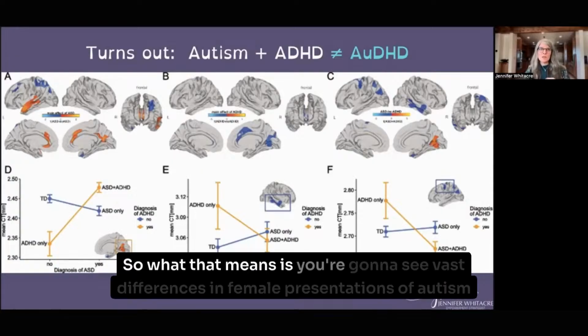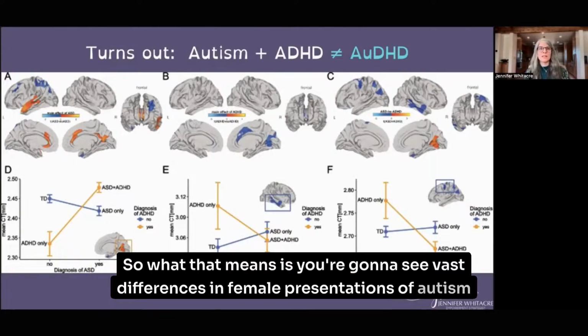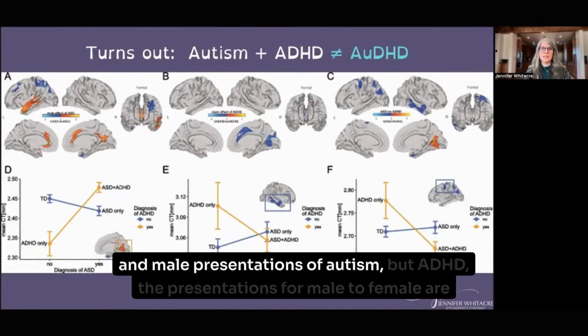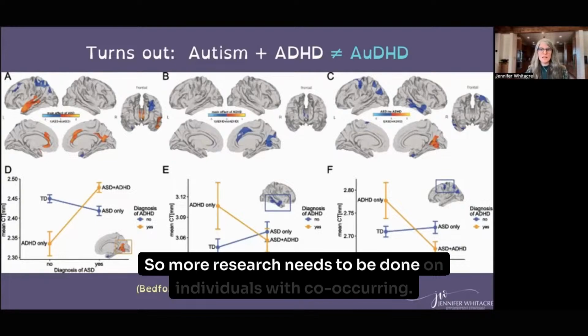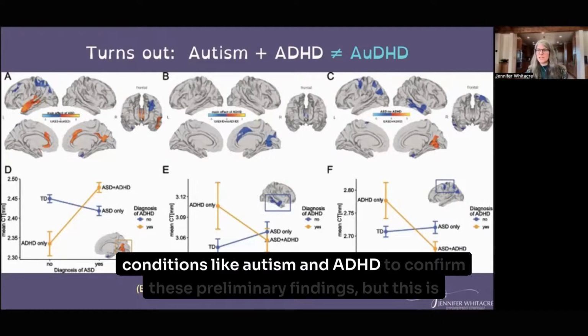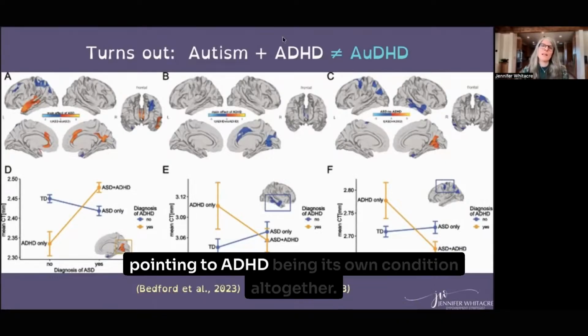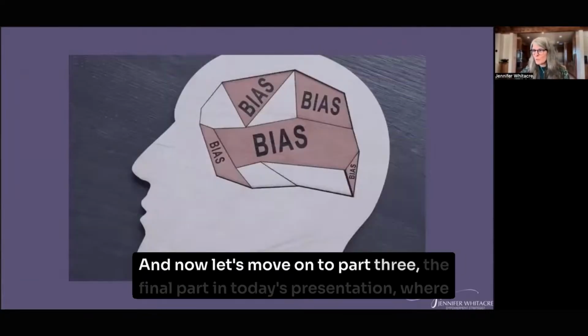So what that means is you're going to see vast differences in female presentations of autism and male presentations of autism, but with ADHD, the presentations for male to female are going to be similar in terms of traits and behaviors. So more research needs to be done on individuals with co-occurring conditions like autism and ADHD to confirm these preliminary findings. But this is pointing to ADHD being its own condition altogether.